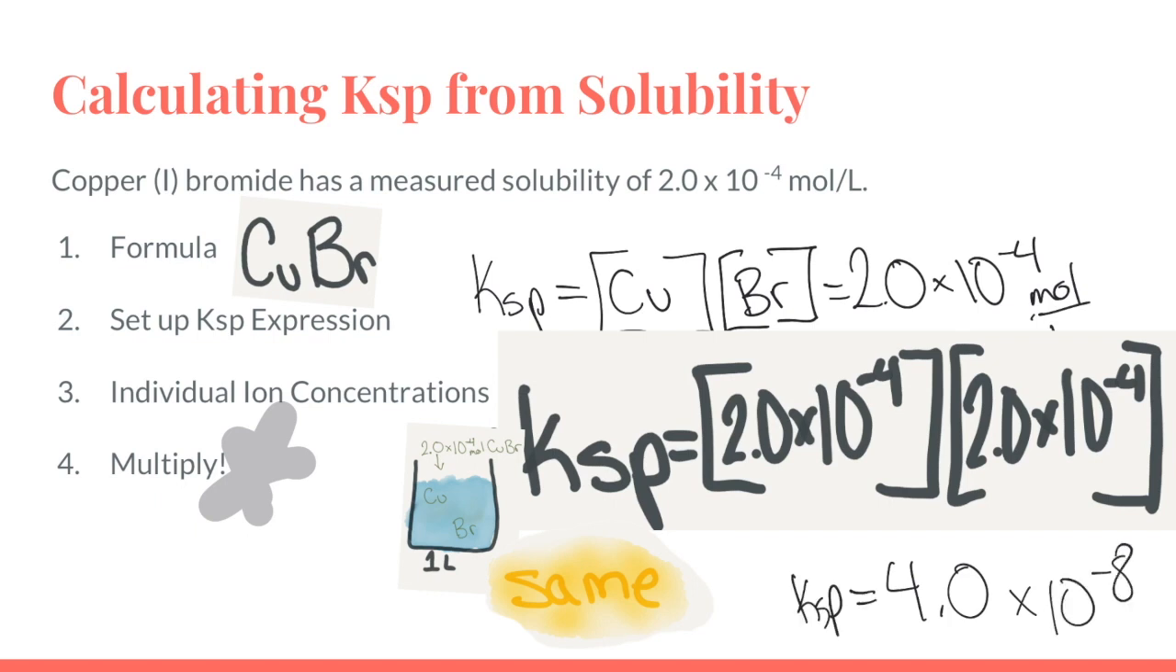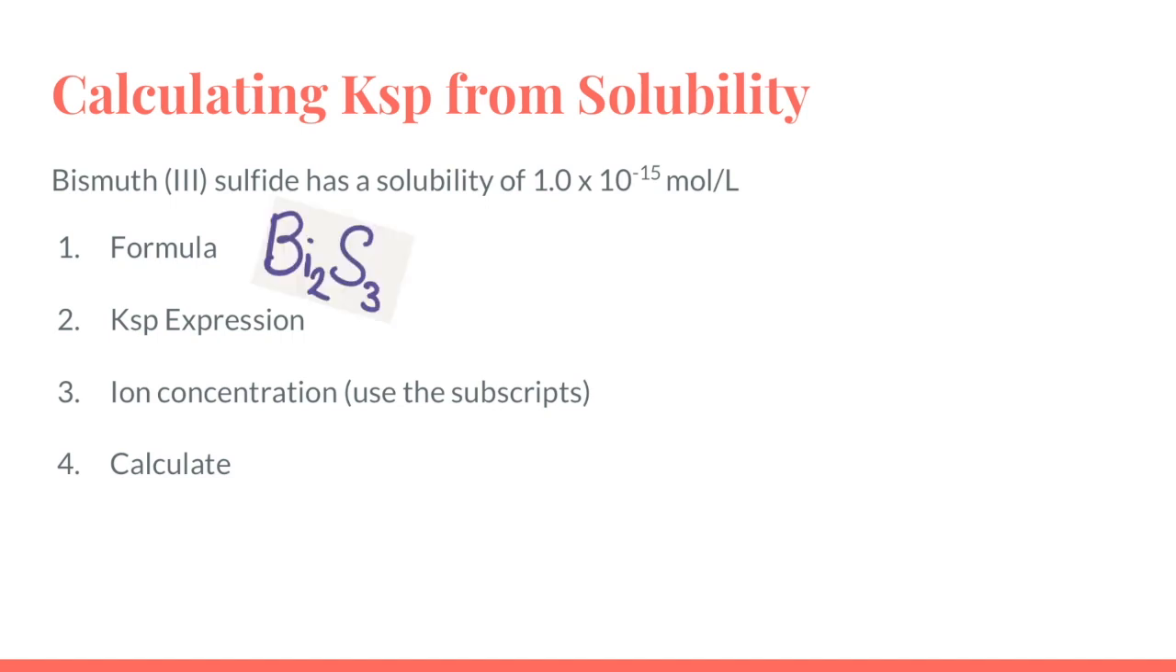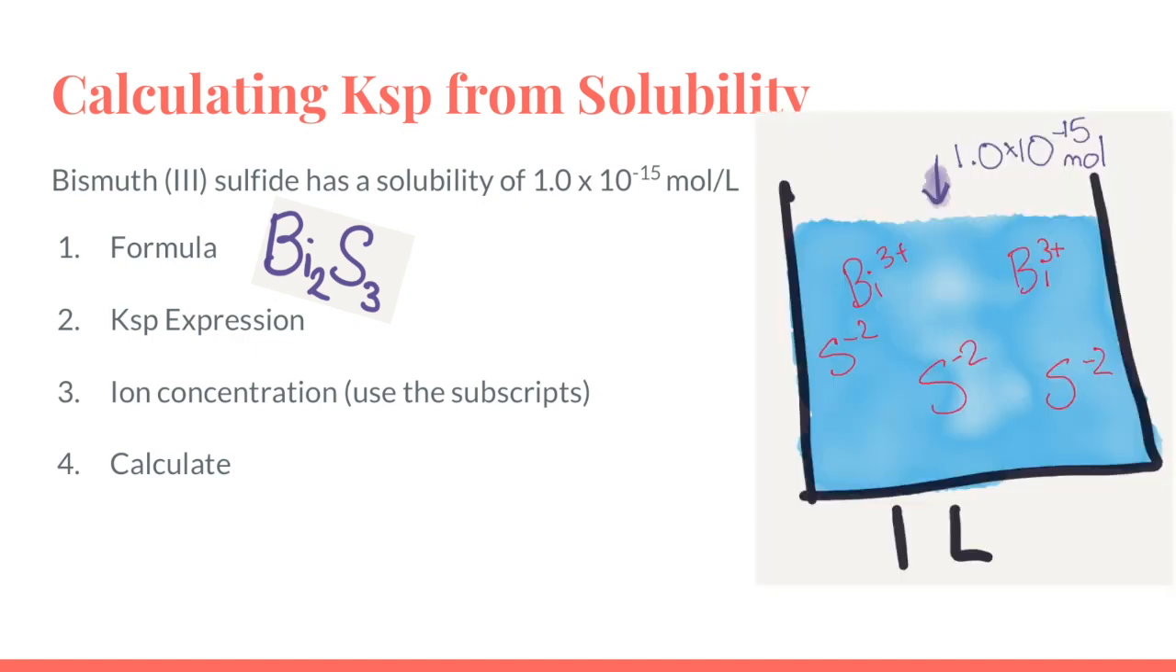Pretty simple, right? Now let's complicate things, shall we? Problem, we have bismuth sulfide that has a solubility of 1 times 10 to the negative 15th moles per liter. You can see here, when I add bismuth sulfide, the solubility is no longer going to be equal to the concentration of the individual ions. As you can see here, if I have 1.0 times 10 to the negative 15 moles added, that means there are going to be twice as many moles of bismuth and 3 times as many moles of sulfur added. So I need to take the solubility and multiply it when I add it to my Ksp expression.